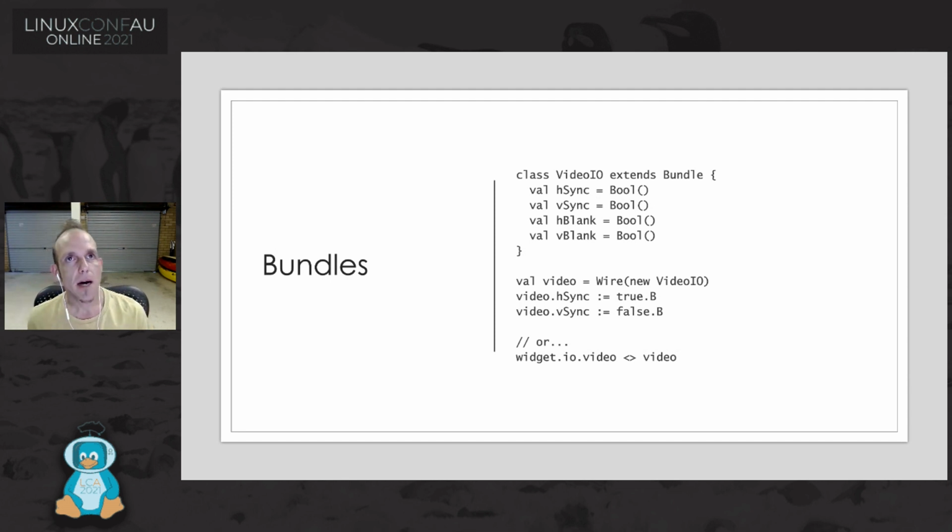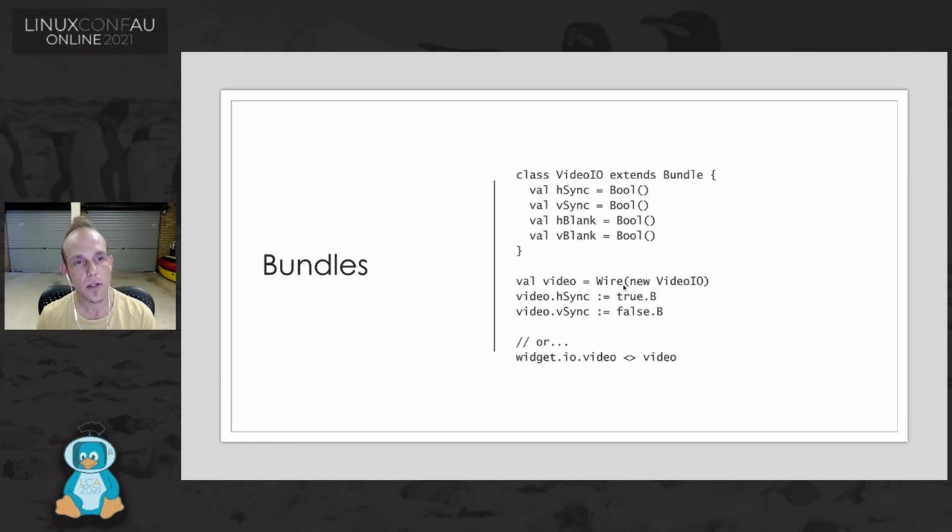Bundles are a way of passing a group of signals around together. So this is from my arcade work. We've got all these analog video signals here, and we always want to be passing those around as a group together. We never want to pass them individually. So a bundle is a way of grouping those signals together.